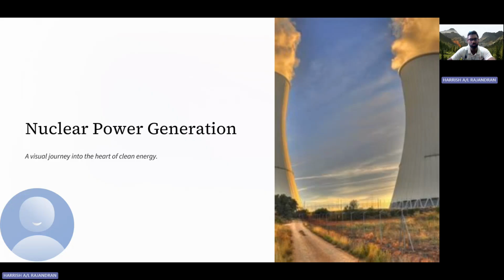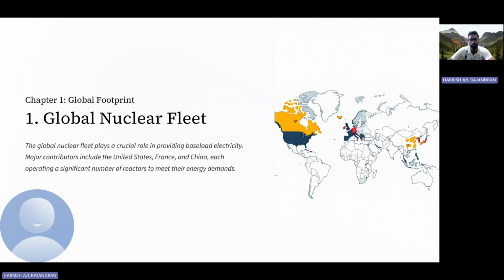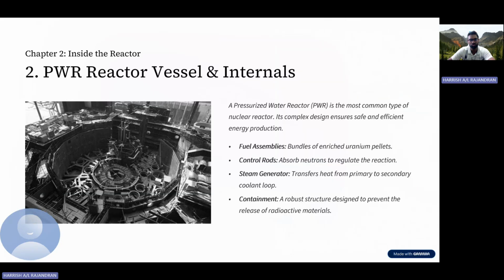Let's talk about nuclear power generation. The global nuclear fleet plays a crucial role in providing baseload electricity. The major contributors include the United States, France, and China. Let's talk about the power reactor vessel and internals, which have the fuel assemblies, control rods, steam generator, and containment.